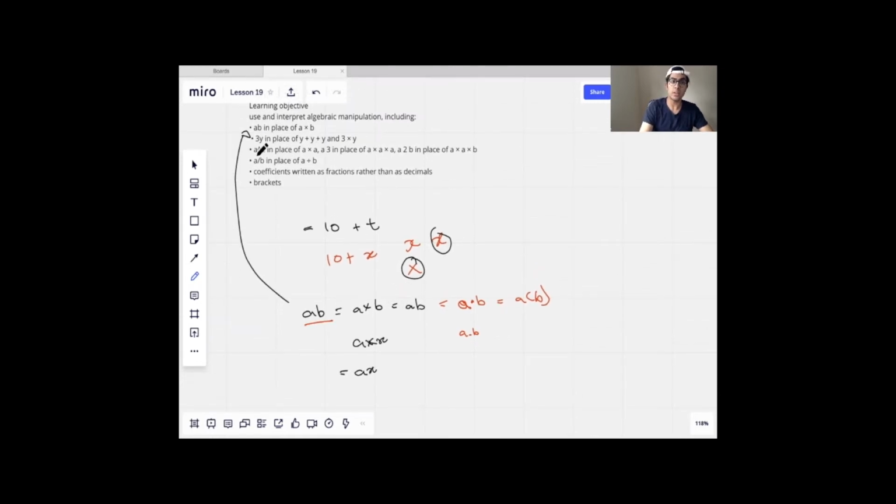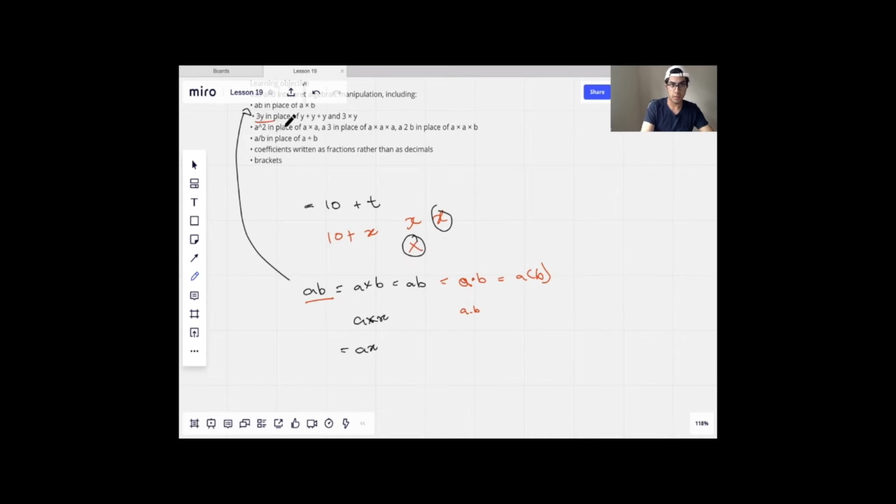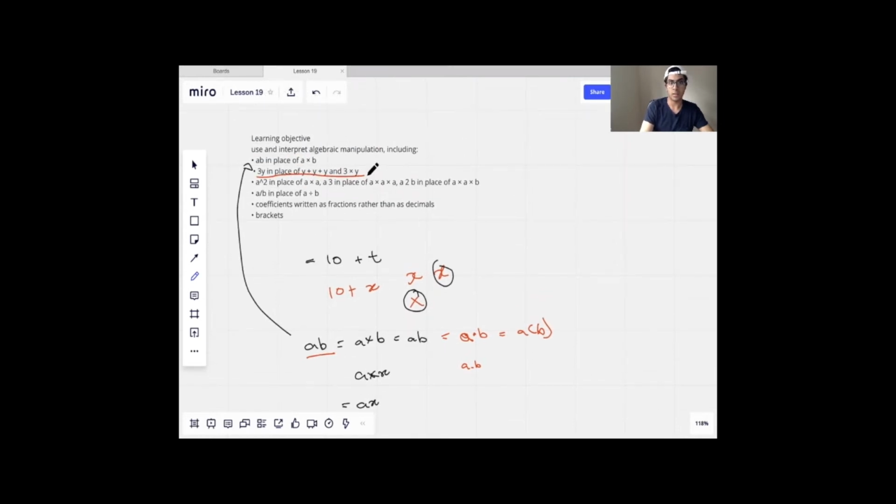Okay, so the second one is 3y in the place of y plus y, and 3 times y. Let's talk a bit about that. I'll just underline it here. We know y plus y is the same thing as 3 times y, right? But in algebra, we tend not to use the multiplication sign as much, so we just write 3 next to y. And so this rule about a and b being next to each other doesn't just apply to different variables, i.e. what a and b are, but can actually apply to numbers as well.